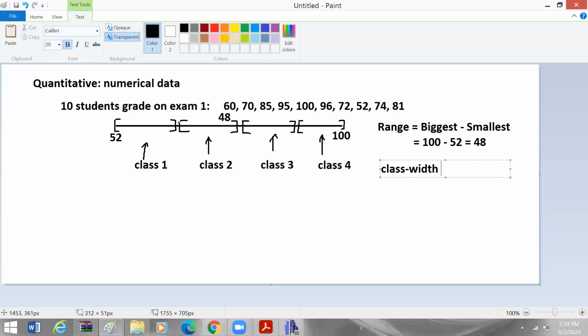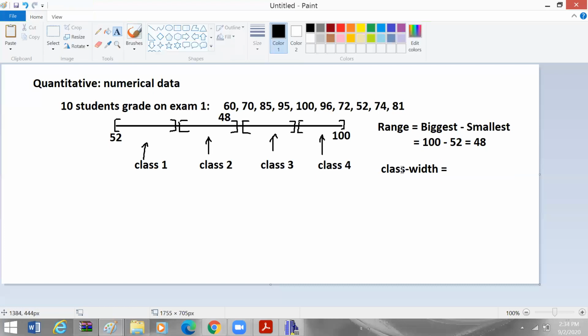So how can we figure this out? The class width will be taking the range, in this case 48. Okay, and then we divide it. What should we divide by? We have to divide it by 12. I'm sorry, by 4, I apologize, because we want to have 4 classes, right? Why do we have to divide by 4? Because I want to have 4 classes, right?